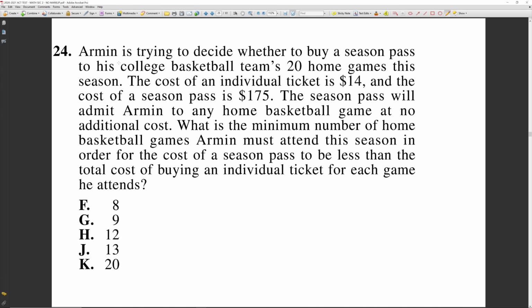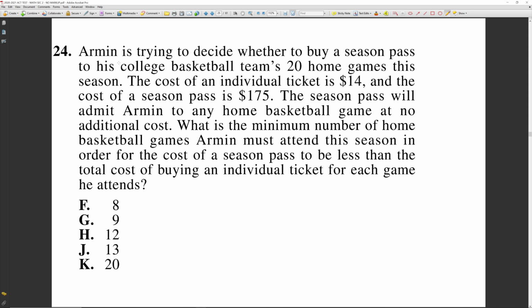Okay, let's go to the end. What is the minimum number of home basketball games Armin must attend this season in order for the cost of the season pass to be less than the total cost of buying individual tickets for each game he attends? Okay, let's keep that in mind as we go through the problem. Armin is trying to decide whether to buy a season pass to his college basketball team's 20 home games this season. The cost of an individual ticket is $14, and the cost of a season pass is $175. The season pass will admit Armin to any home basketball game at no additional cost. Okay, now it makes sense.